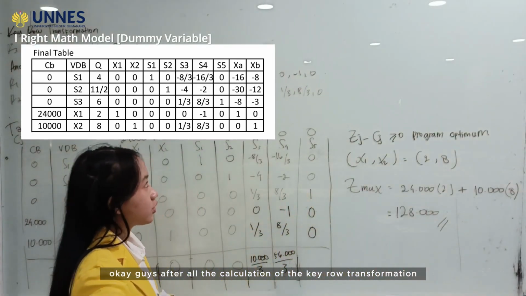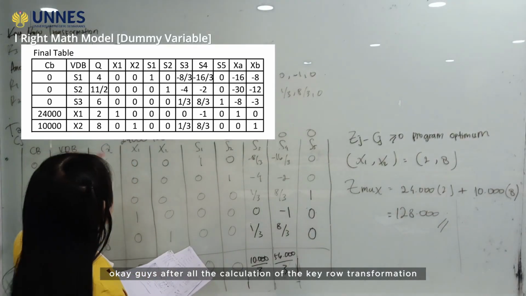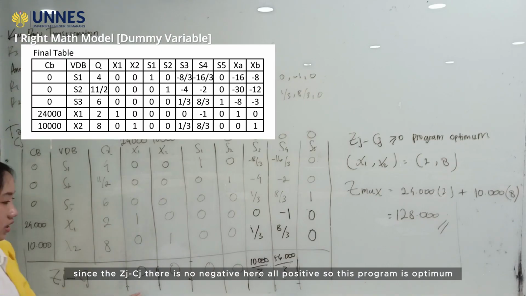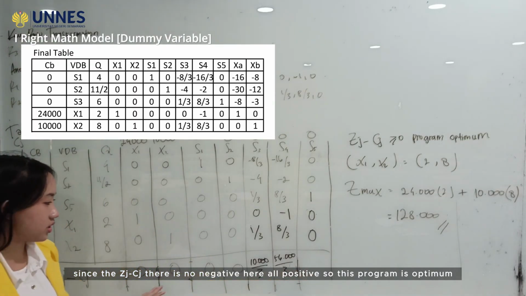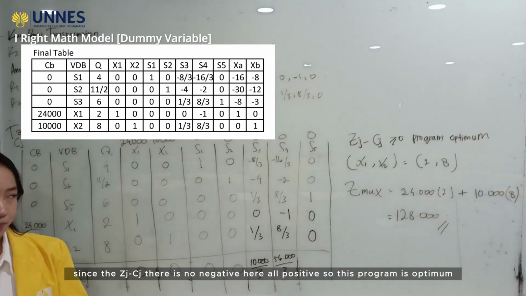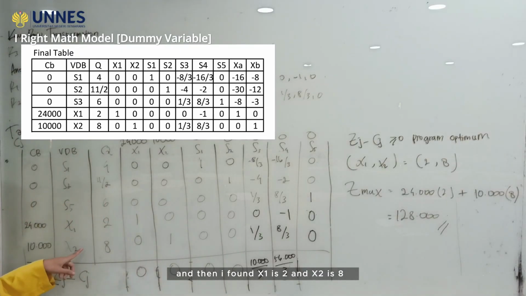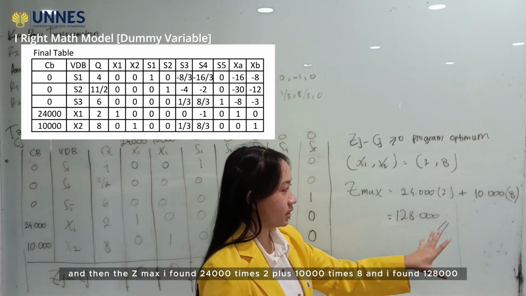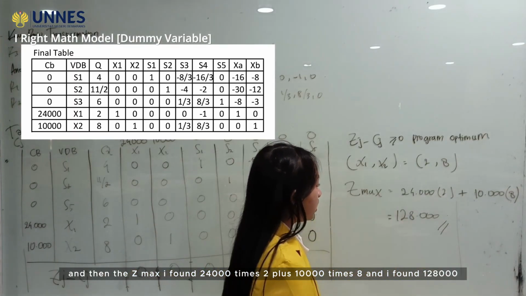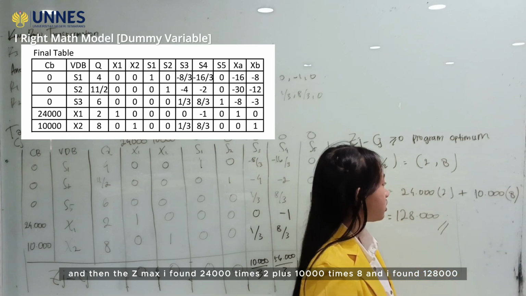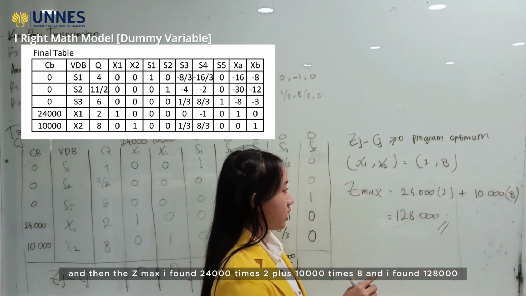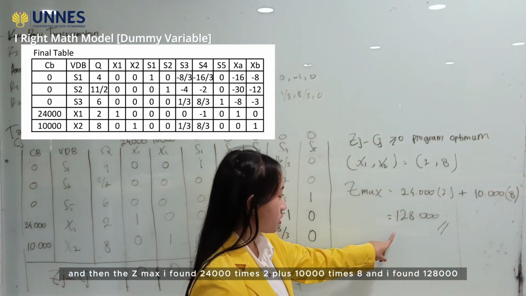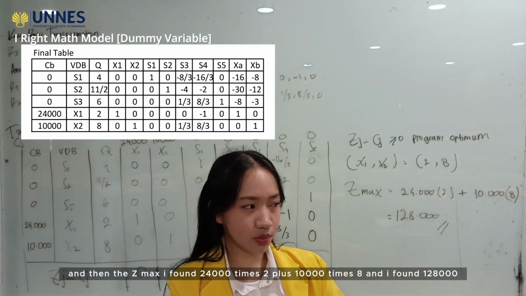So guys, after all the calculation of the K row transformation, I input to this last table. Since for Cj minus Zj there is no negative here, this is all positive, so this program is optimum. And then I found X1 is 2 and X2 is 8. And then for the maximum value I calculate 24,000 times 2 plus 10,000 times 8, and then I found 128,000. So this is mine.